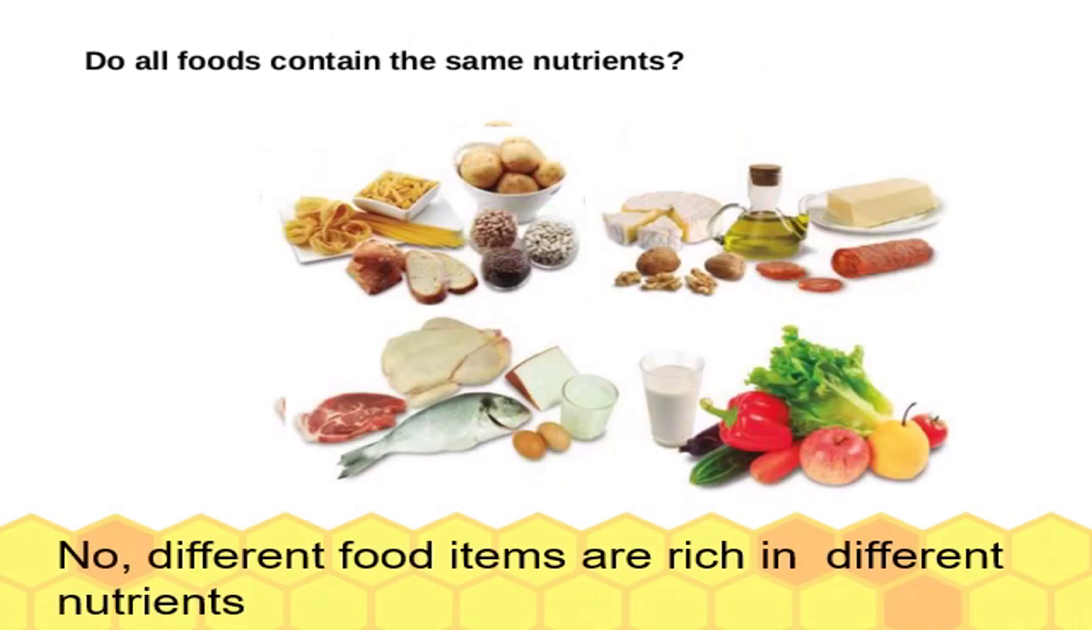Do all food contain the same nutrients? No. Different food items are rich in different nutrients. Nutrients have different functions. Some give us energy to do work. Some are required for the proper growth of our body. And some are required to repair our body and protect us from falling sick.